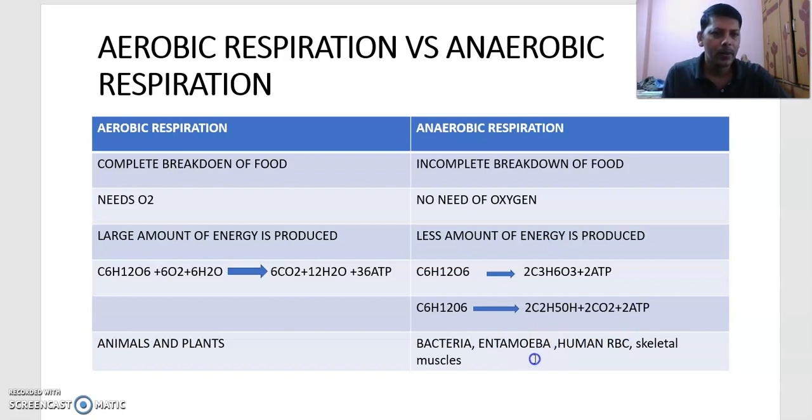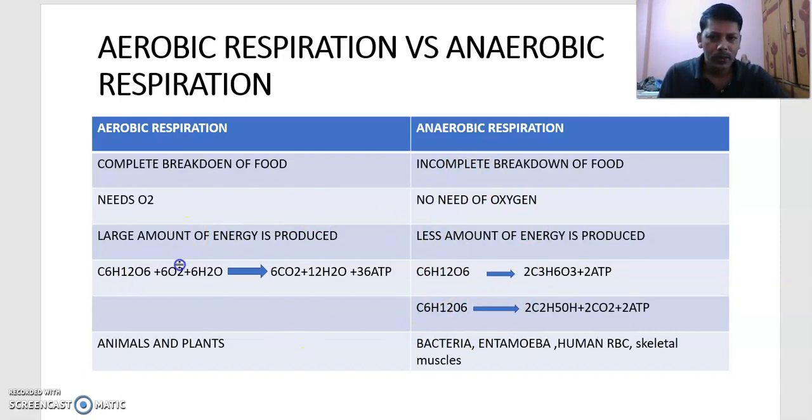Entamoeba histolytica, you learned in first year. Entamoeba histolytica is an intestinal parasite which causes amoebiasis. Mitochondria are absent in it also. It is an obligate anaerobic parasite. In bacteria also, like lactic acid bacteria which convert milk into curd, anaerobic respiration is performed.